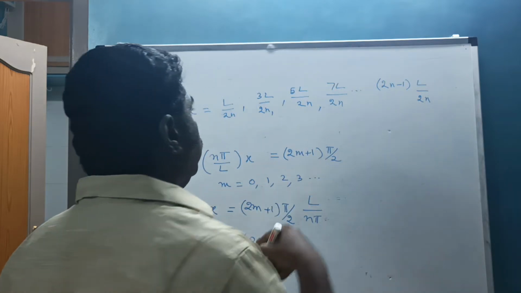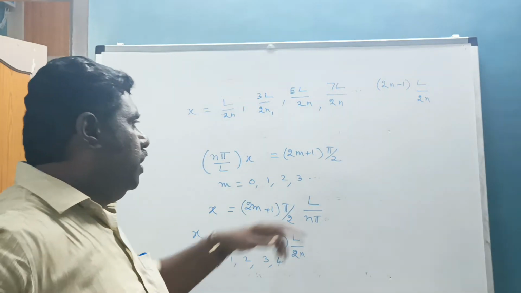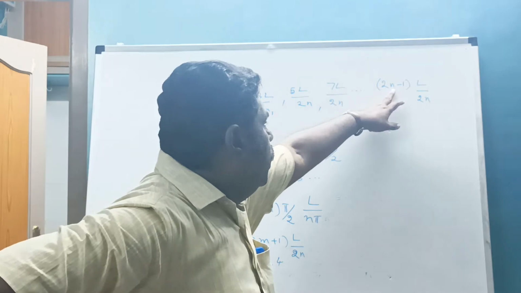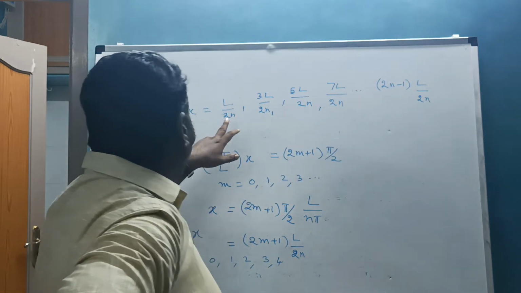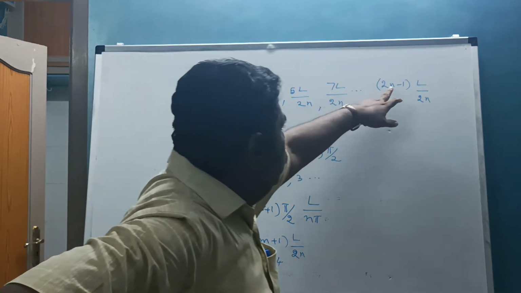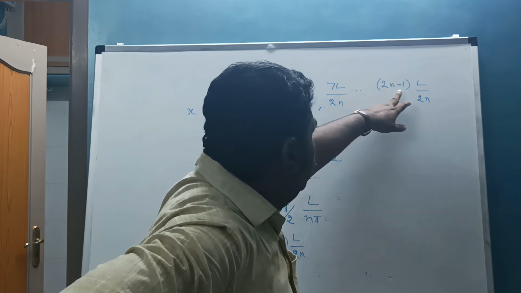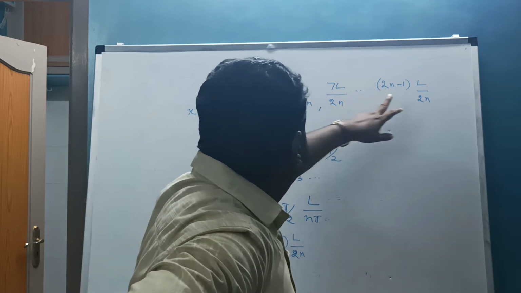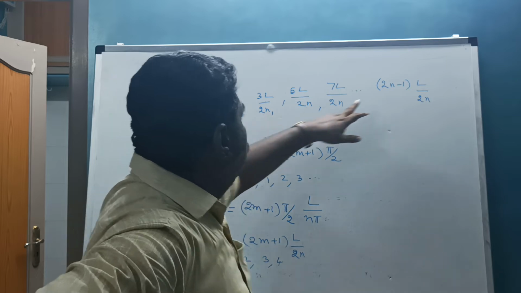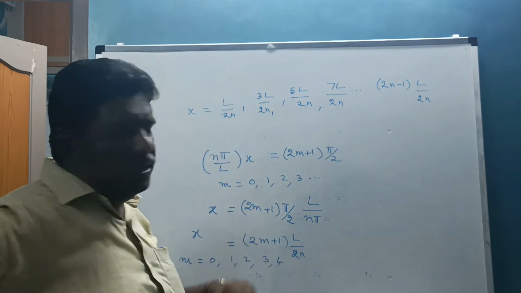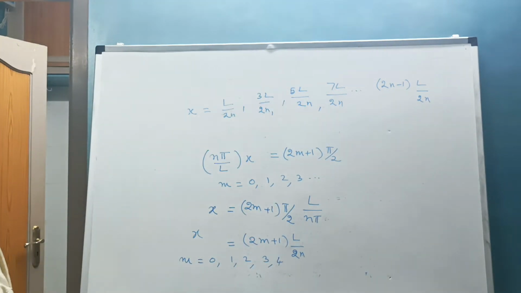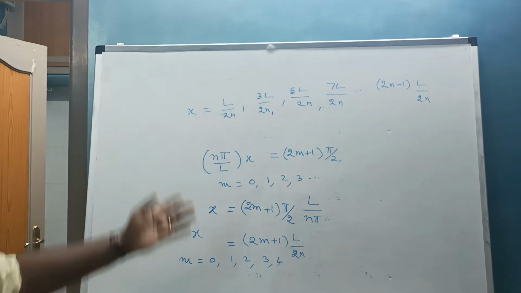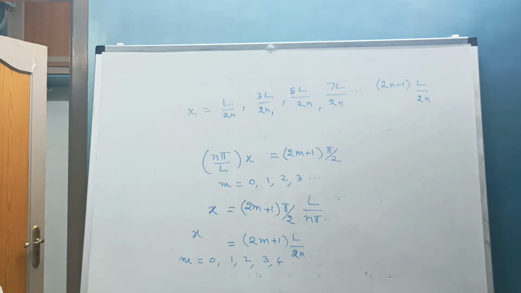In this term (2n minus 1) into L divided by 2n, if you put n is equal to 1, we can get L by 2n, the first term. If you put n is equal to 2, 4 minus 1, that is 3, 3 into L divided by 2n, the second term we can get. In this way, we can collect all the terms. These are all the positions of the antinodes for the given nth state.